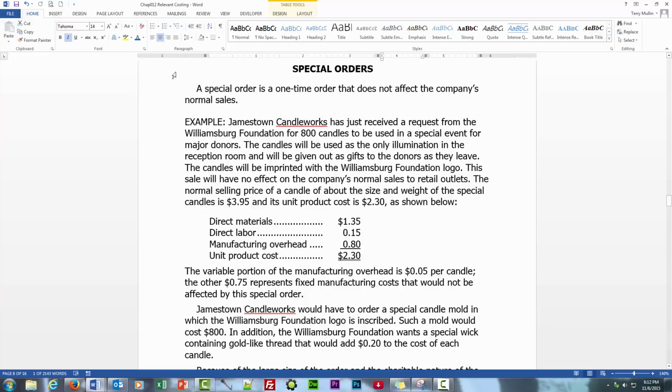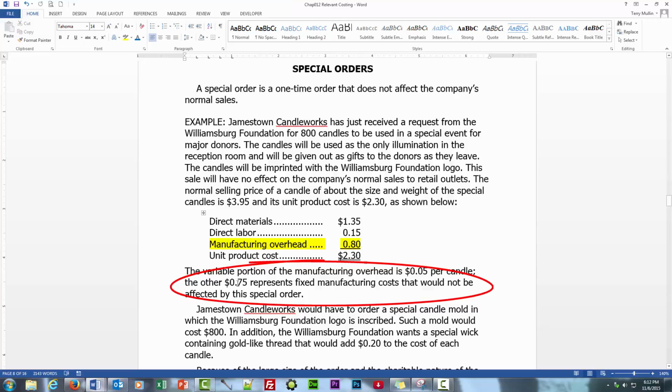But of this manufacturing overhead, and let's go back to our highlighter again, of this manufacturing overhead, ka-ching, I just did the wrong one, sorry. Control Z, and let's try this one more time. There we go. Of that 80 cents, 5 cents is variable and 75 cents represents fixed. So the issue here is the fixed costs are not going to go away. The only costs that would be relevant out of that manufacturing overhead would be the nickel.